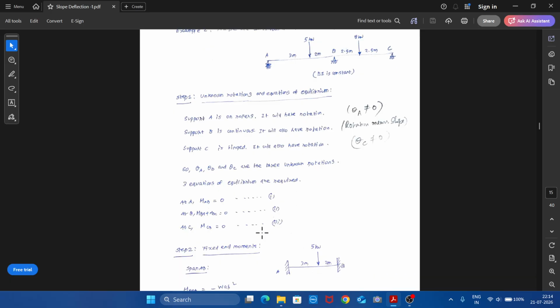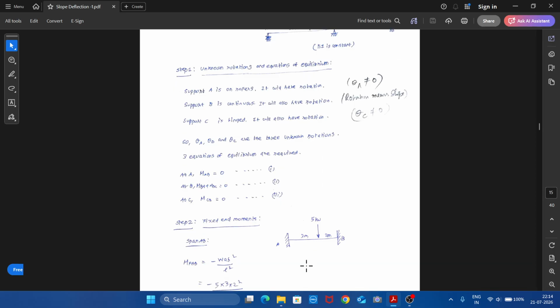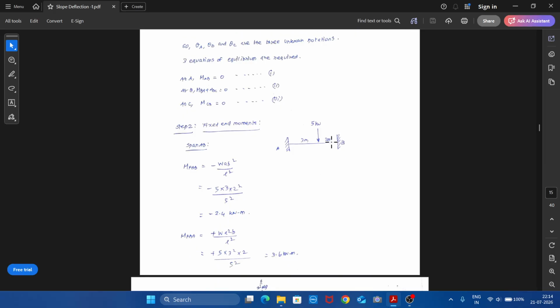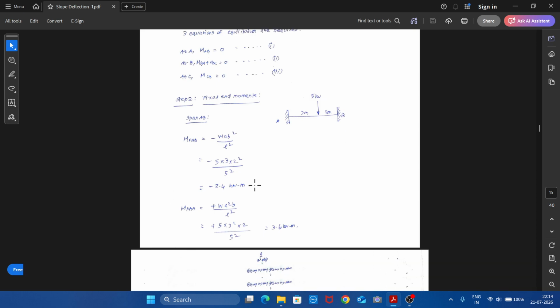Step 2 will be fixed end moments. Span AB is subjected to a non-central point load. In case of a non-central point load, the fixed end moment is minus W a b squared by L squared at this end, and plus W a squared b by L squared at the other end. We know the a and b values are 3 meters and 2 meters. So substituting, we will get the fixed end moments.